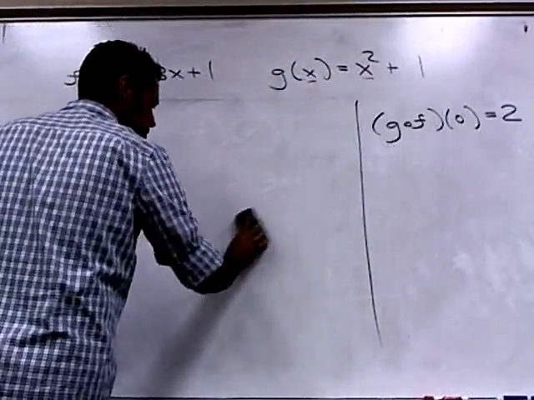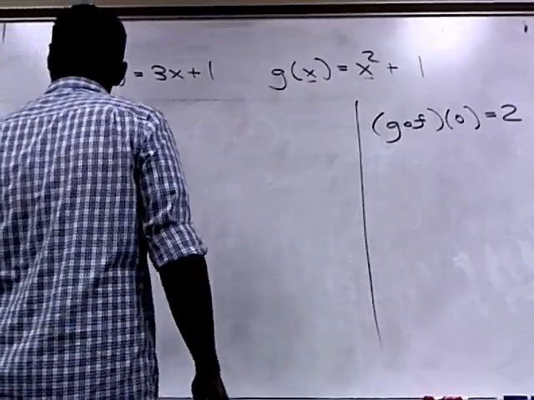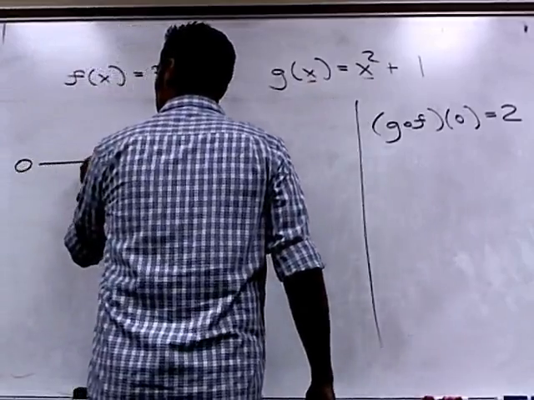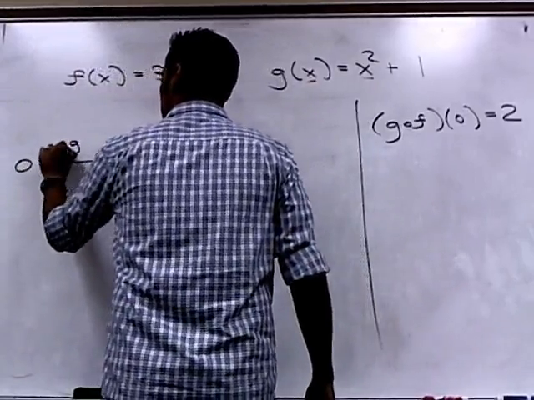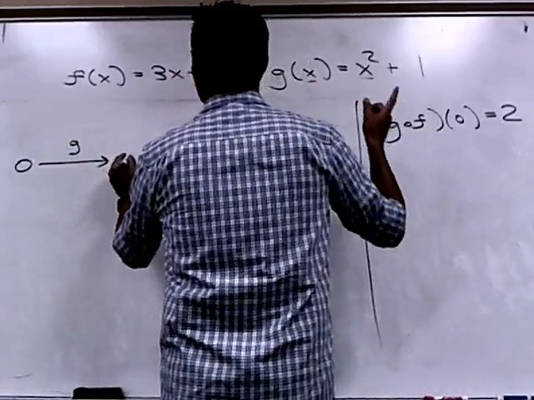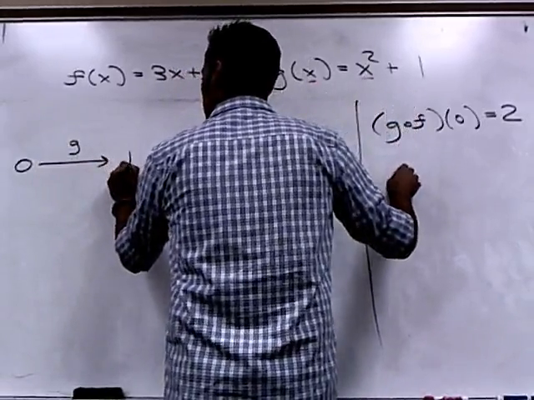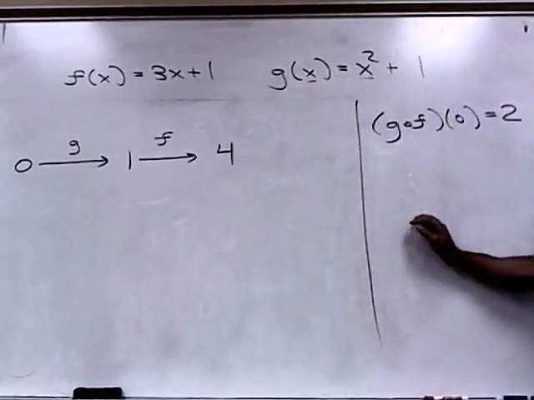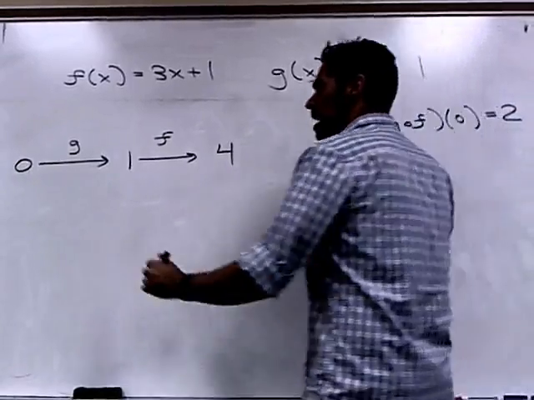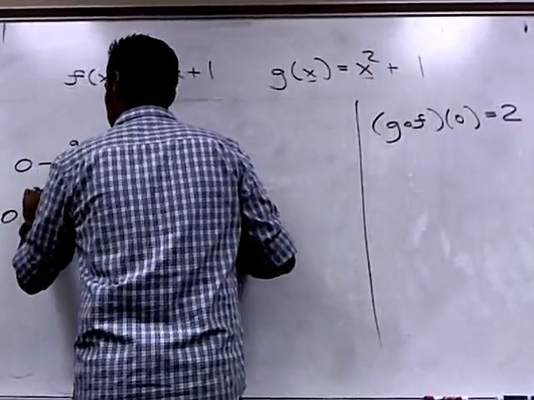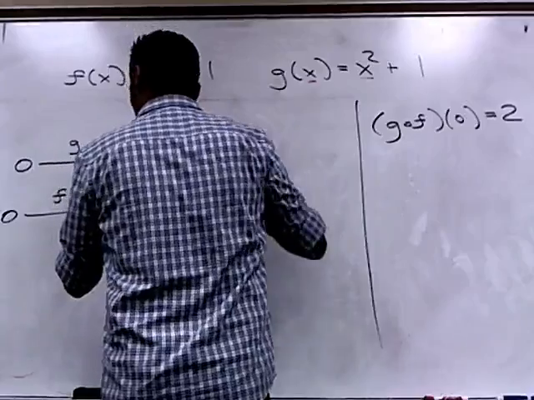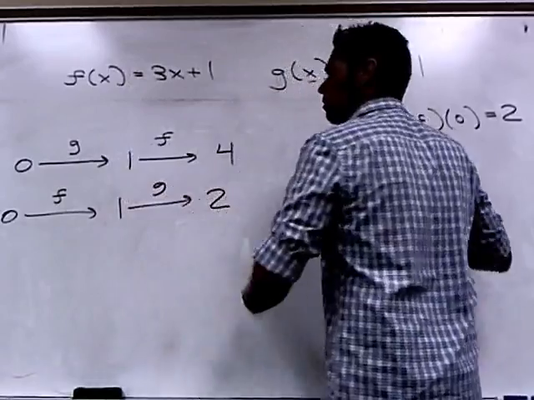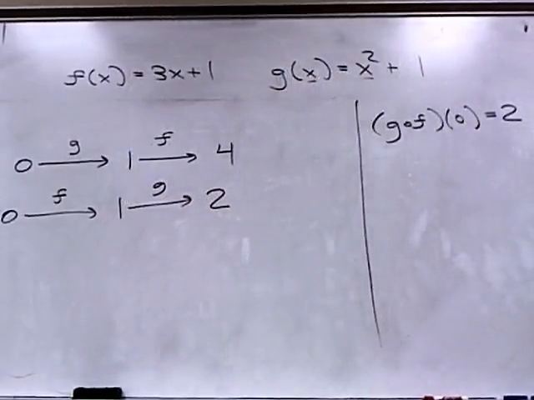I have one more picture to show you that might help us see this. In the first example I did just a second ago, we plugged in 0. It went through G first and came out as a 1, and then that went through the F function and came out as a 4. Do y'all agree? That's what we did previously. Just now, I plugged 0 into the F function first. That came out to be 1 again, but then when that goes through G, it comes out to be 2. Okay?